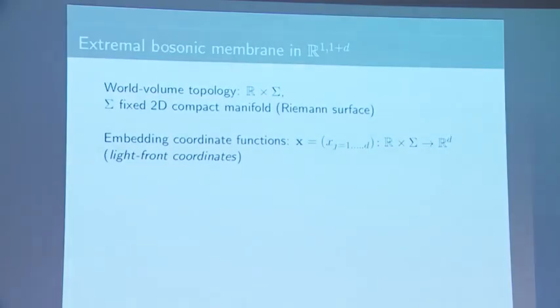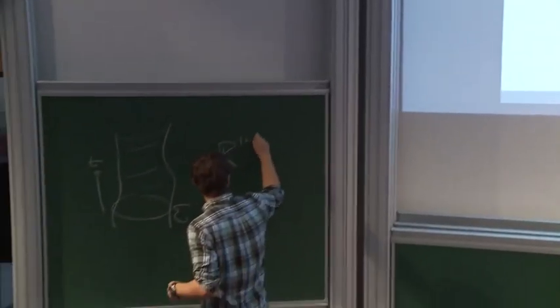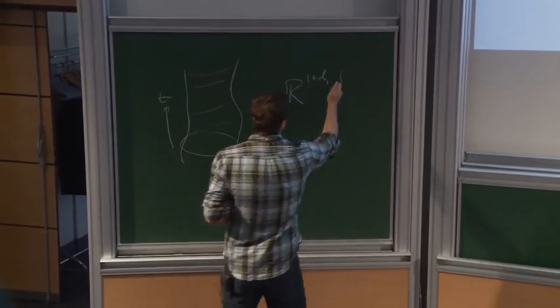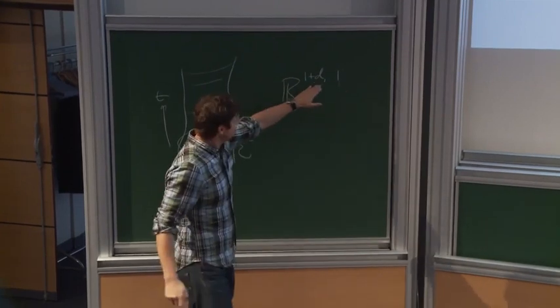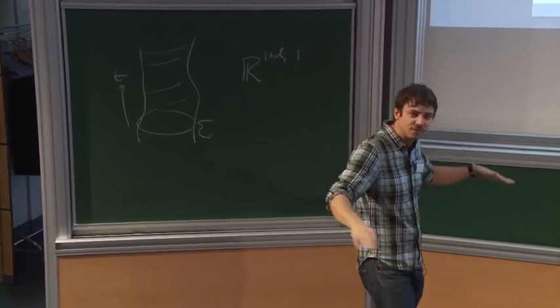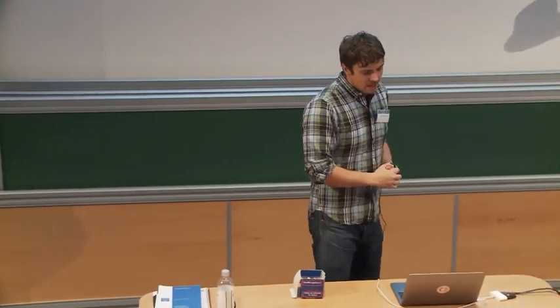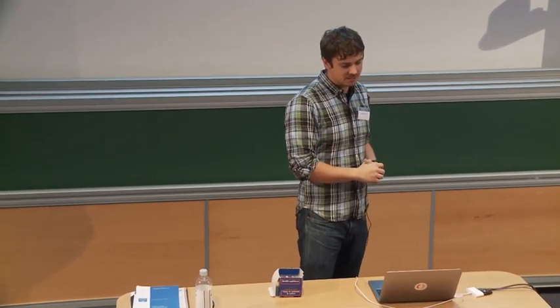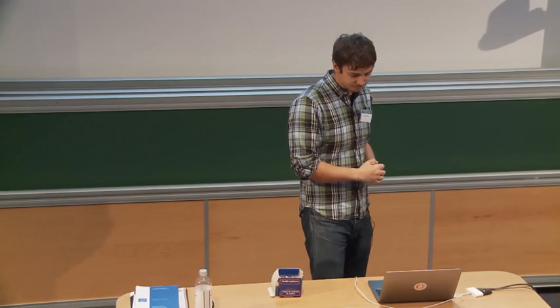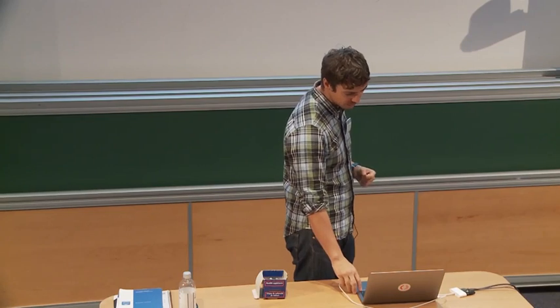And then we have the embedding coordinate functions, so x. And here I'm working in the light front or light cone coordinate framework. So even though the embedding space-time is R^(1+d), with little d my parameter in these models, and then 1 time dimension, d is essentially the transversal coordinates to the membrane. So we have d such embedding coordinate functions, one for each of the coordinates.